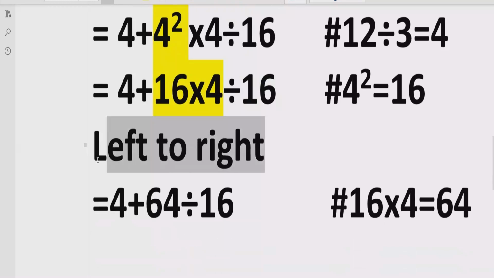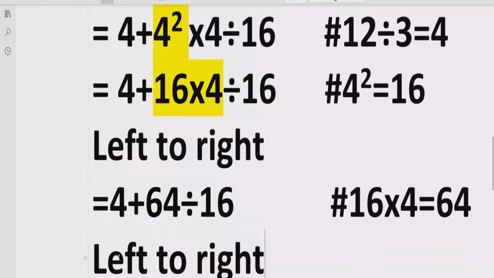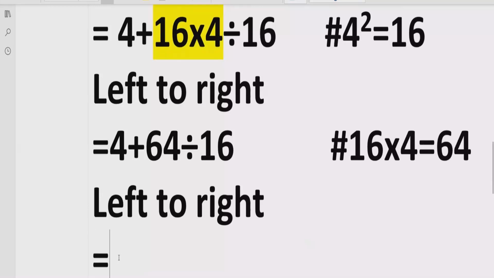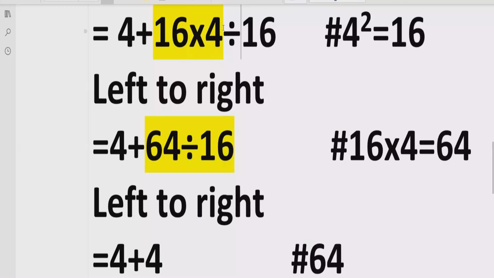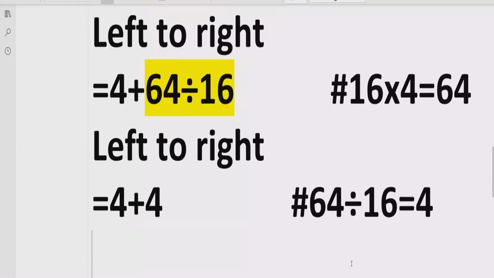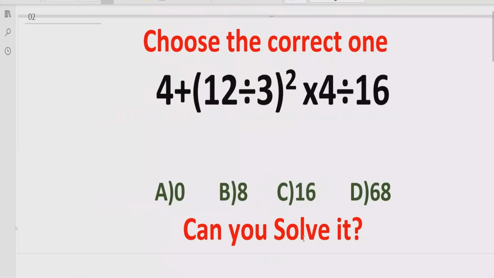Now, according to the BODMAS and PEMDAS rule, we have to go again left to right for division and multiplication. Now we have the division, which is this one. So we will write 4 plus 64 divided by 16 equals 4. Here we give the reference 64 divided by 16 equals 4. And now we have two terms which are being added. We will add both of them and get the answer 8. If you see the answer list, answer B is the correct answer of this expression.